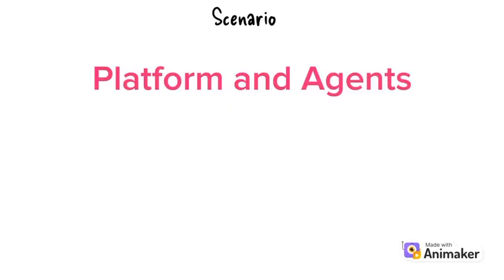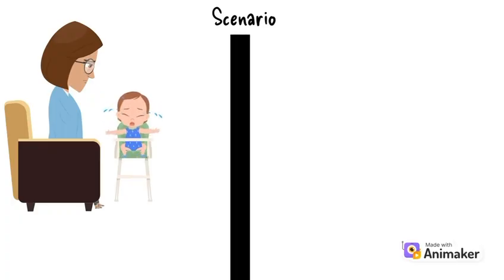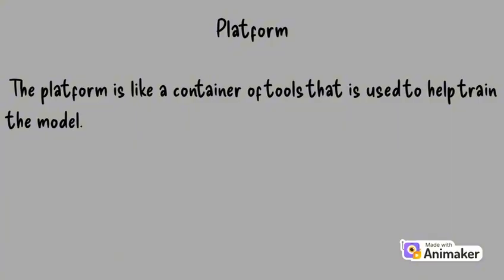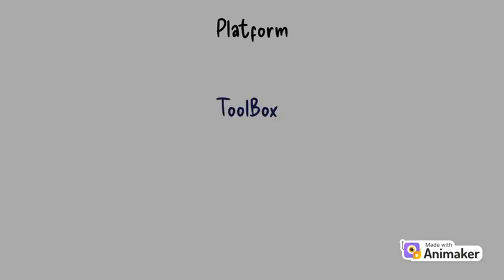Now let's look at this demonstration to explain the next two layers. Loveling isn't feeling well, so her mom brought her to Dr. Monk. Dr. Monk reaches out for his medical bag where his tools are kept and finds a thermometer to check Loveling's temperature. The next layer is the platform layer. Think of it as Dr. Monk's medical bag that contains medical items. Similarly, the platform layer has tools needed to help train a model. I call them the toolbox.